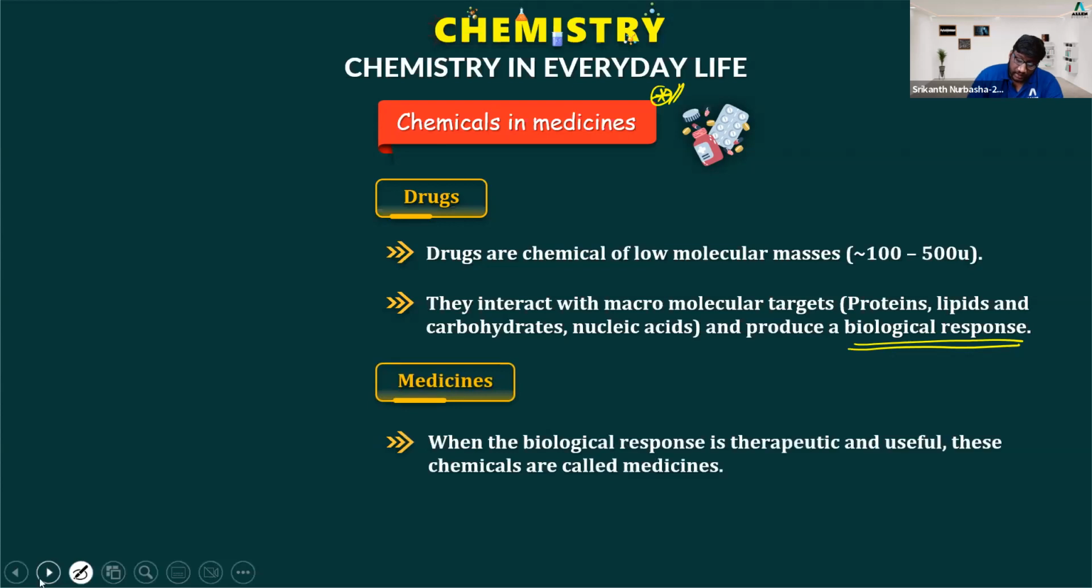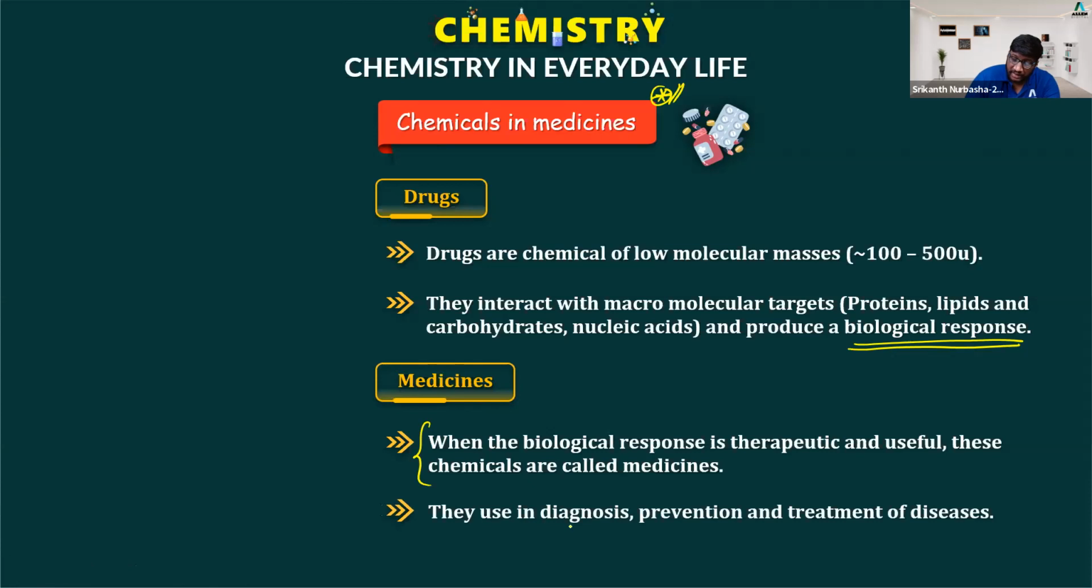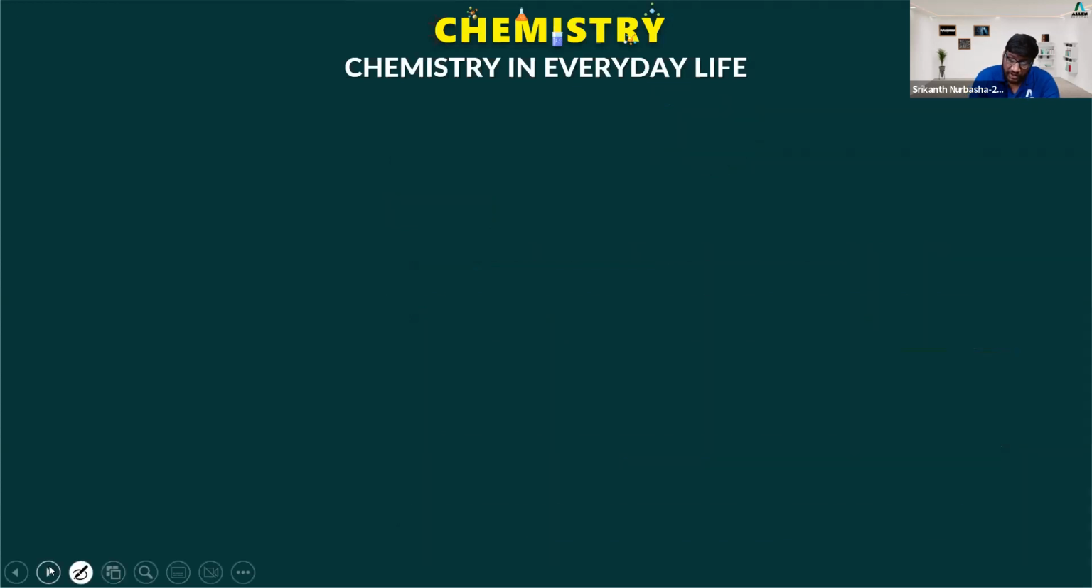Medicines. When the biological response is therapeutic and useful, these chemicals are called medicines. Whatever drug we are taking, if that drug has a biological response which was curable, which was therapeutic, then only we call that particular drug a medicine. Not every drug is called a medicine. Only when the drug has some therapeutic action is it called a medicine. They are used in diagnosis, prevention, and treatment of diseases. So we know medicines are going to be used in the diagnosis, treatment, and also prevention of diseases.